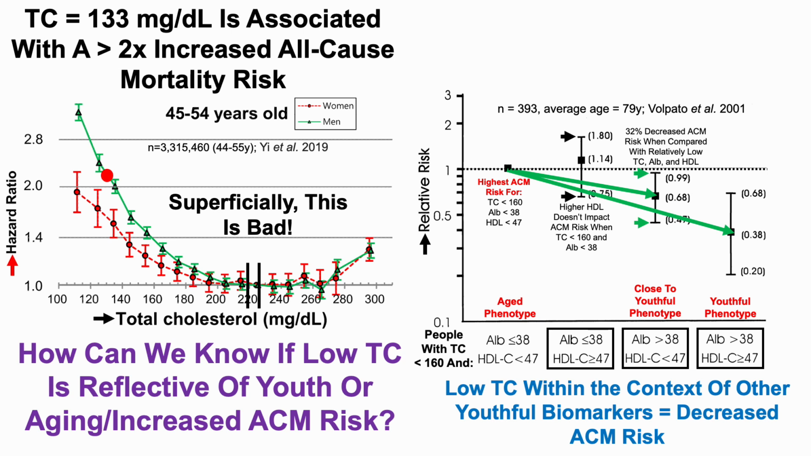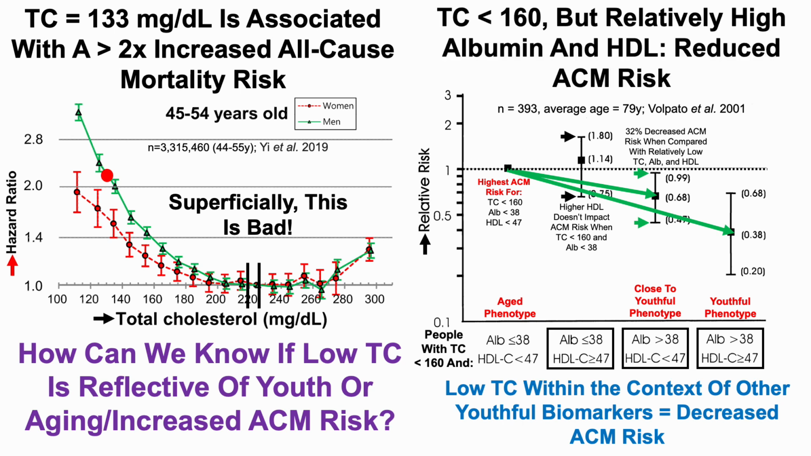A 62% reduction for all-cause mortality risk for people who had relatively low total cholesterol, but relatively high albumin and HDL cholesterol, when compared with people who had low total cholesterol, but the aged phenotype with low albumin and low HDL. And that's what we can see there. Relatively low total cholesterol, but relatively high albumin and HDL, those people have a reduced all-cause mortality risk.